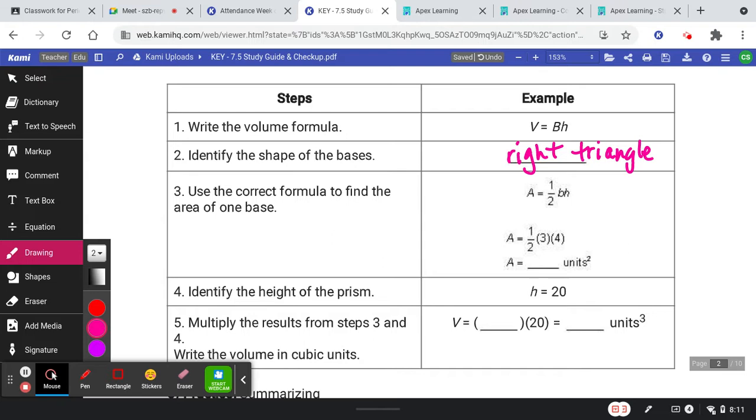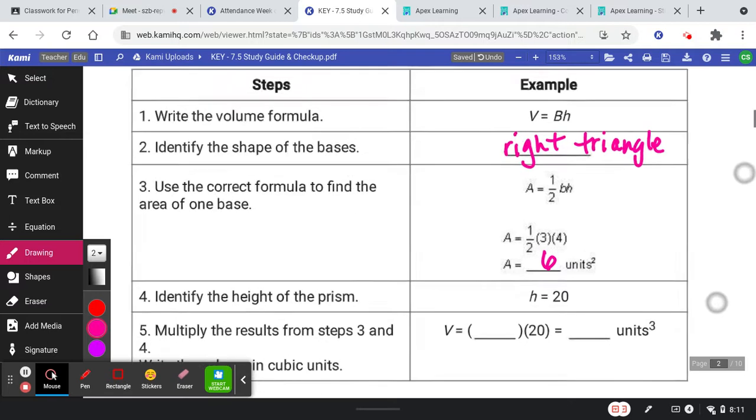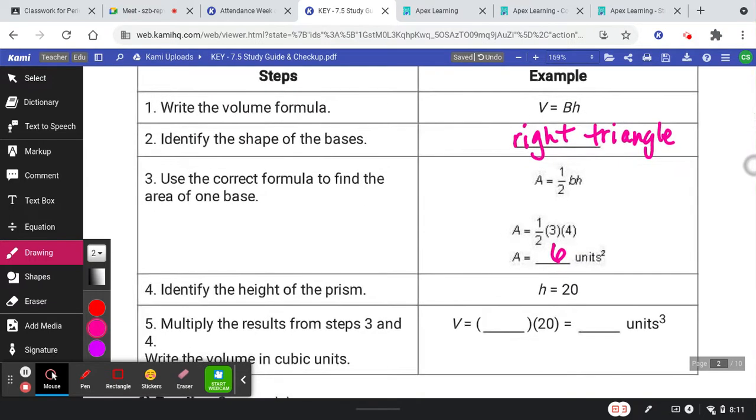And the base times height is 3 times 4, so half of 12 is 6 units. So just like we already figured out with surface area earlier this week, the area of that base is 6 units, half of that 12. And we noticed that the height was 20, so we just multiply that. The volume equals the base area times the height, and so we get 120 cubic units, units to the power of 3.